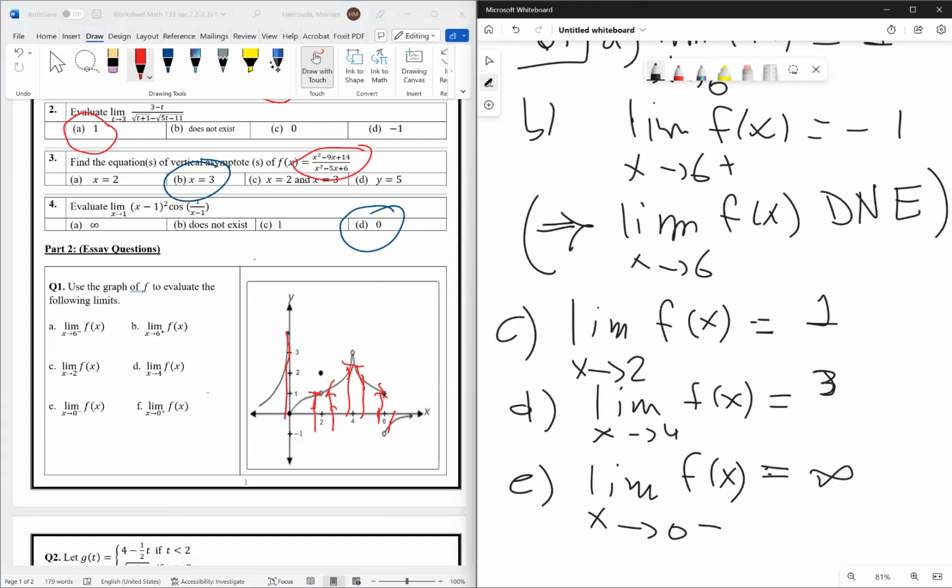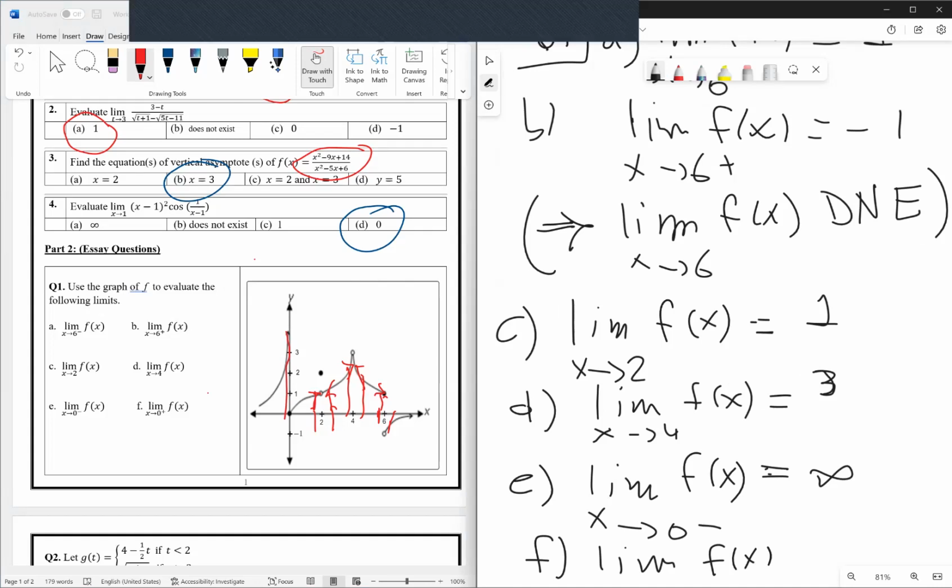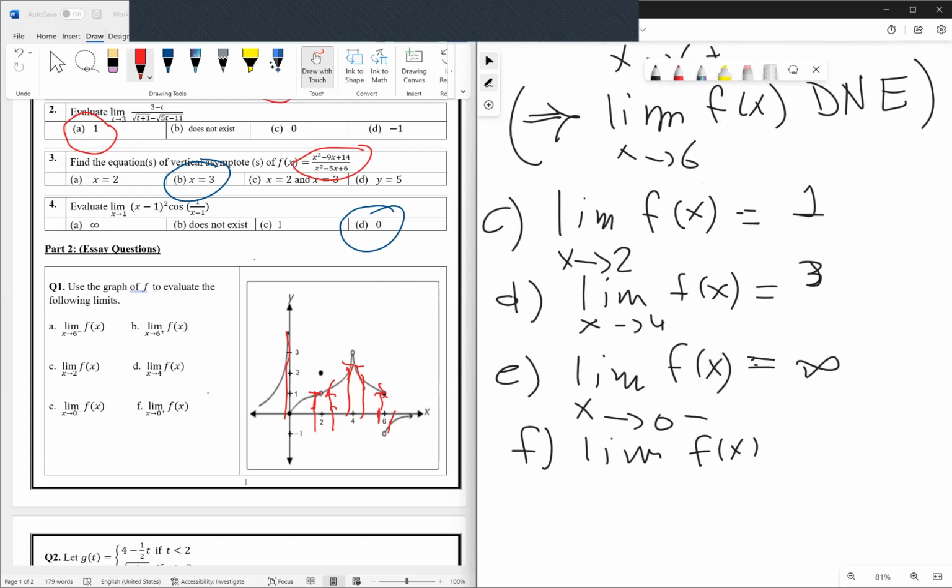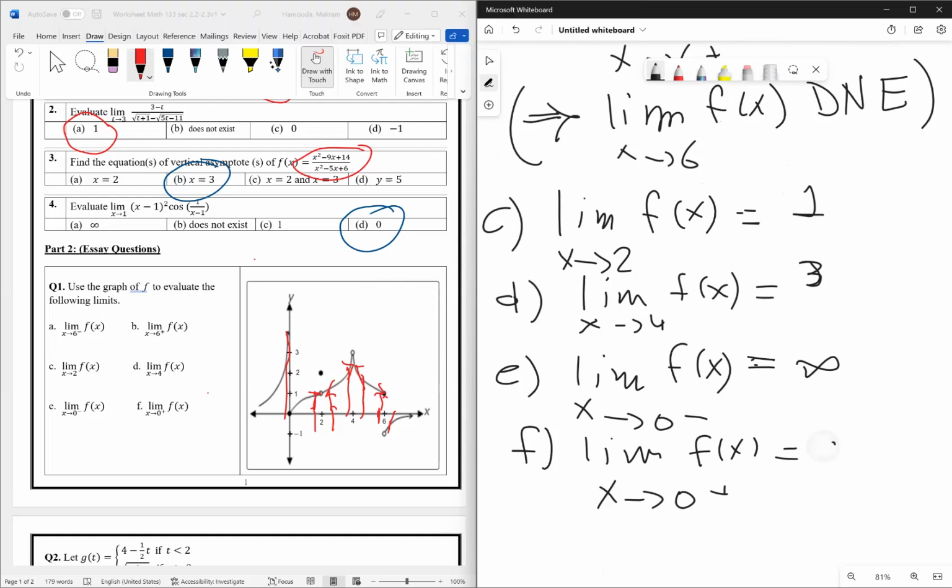Okay. The last one, limit f of x when x approaches 0 plus. So I am close to 0, but I am to the right of 0. So x approaches 0 plus. We see here that we are getting close to 0 for 0 plus here.